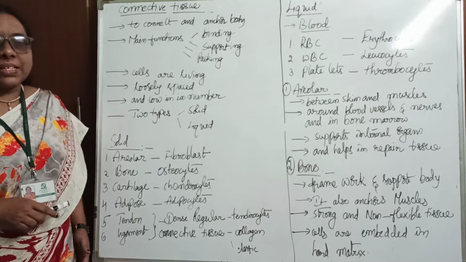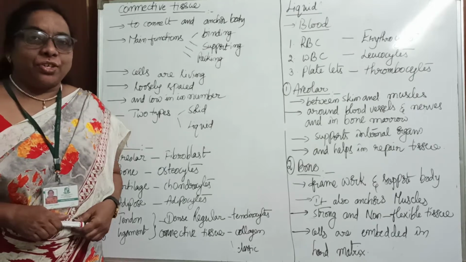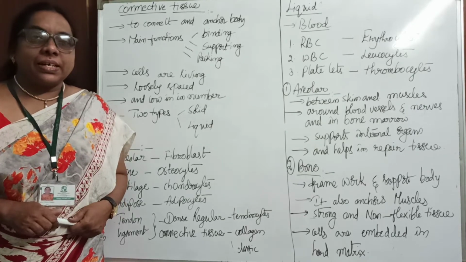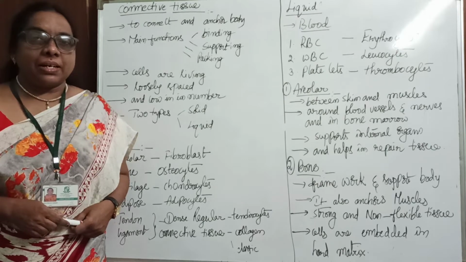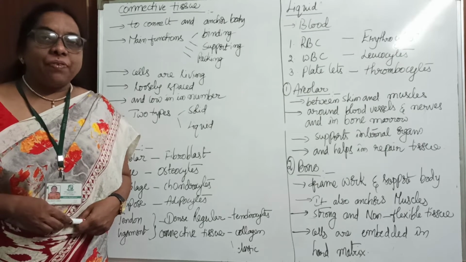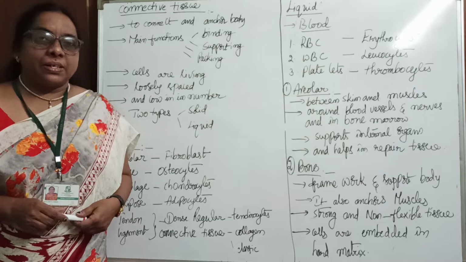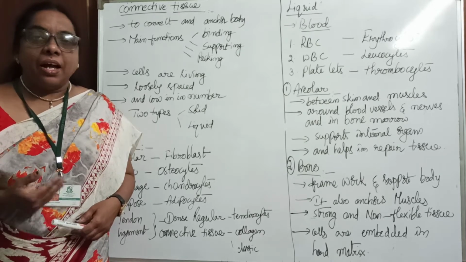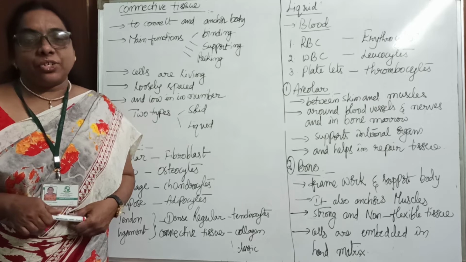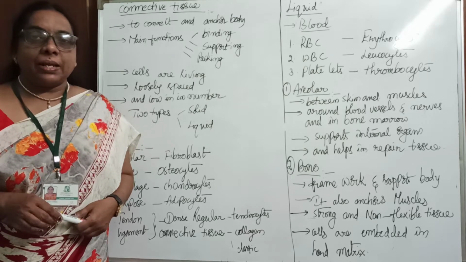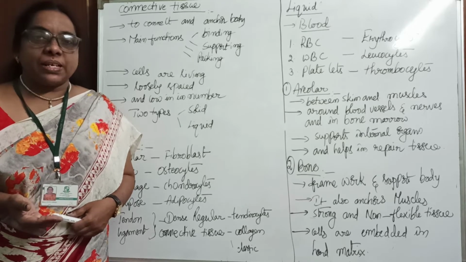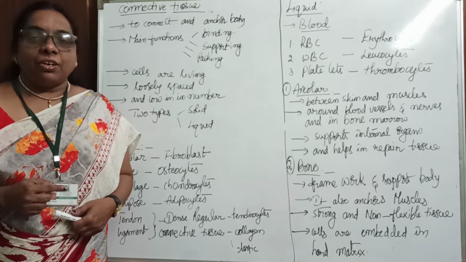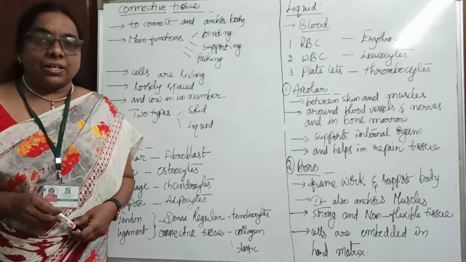Last class we discussed epithelial tissue and also studied the different types of epithelial tissue. Let me briefly recap, and then we will move to the present topic. Epithelial tissue is the outermost tissue and it covers all the inner parts, and it is located in all the cavities of the internal organs.